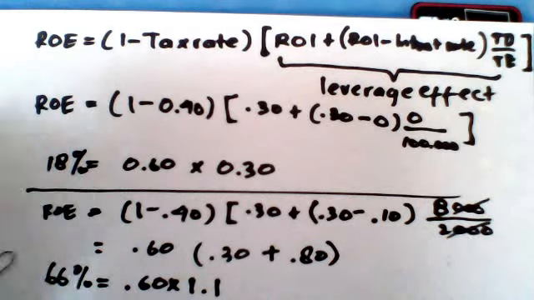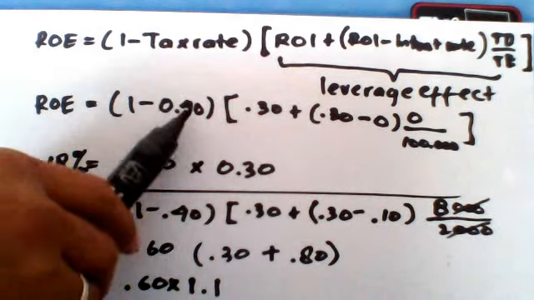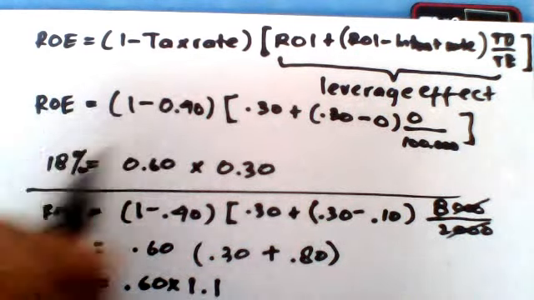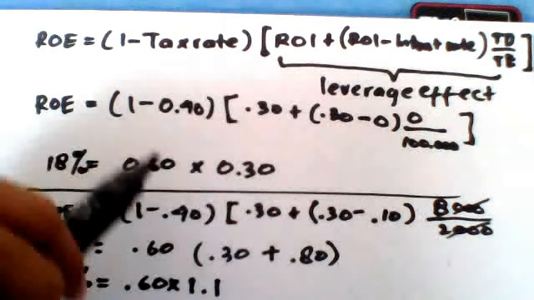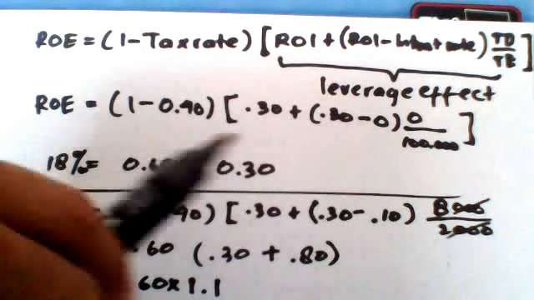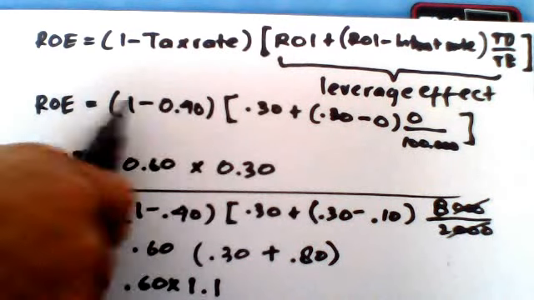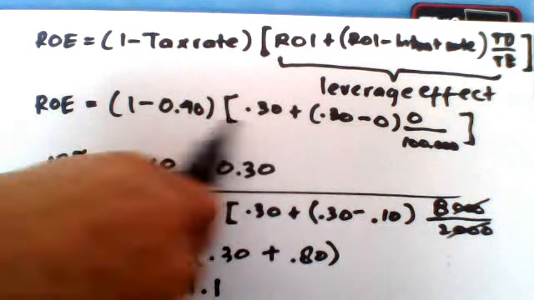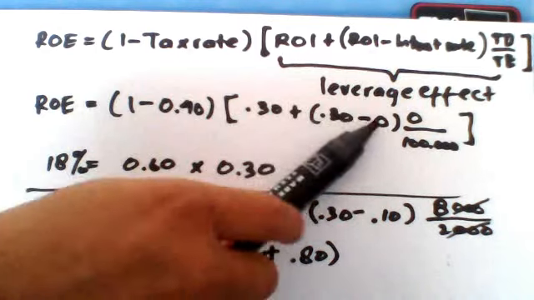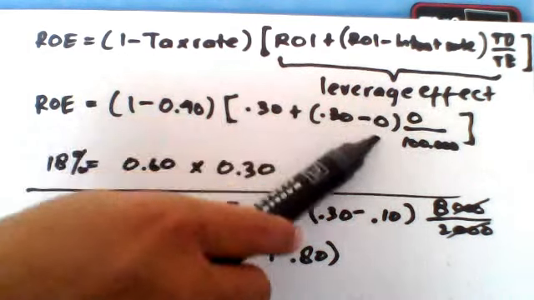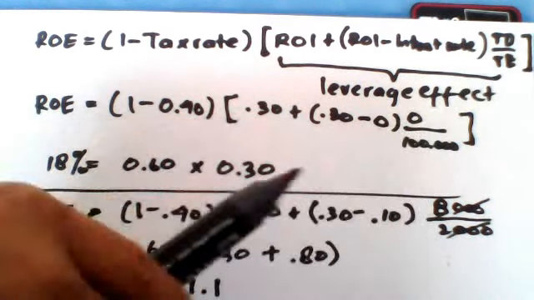Okay, so let's try to do it. Let's suppose we have a 0.40, or 40%, tax rate, and we have 0 interest rate. So we imagine this is a company not taking interest, so this is an Islamic company. Let's do it: 1 minus 0.40, and ROI is 0.30, plus 0.30 minus 0, because the interest rate is 0, and then total debt is 0 because this company is not taking any loan.